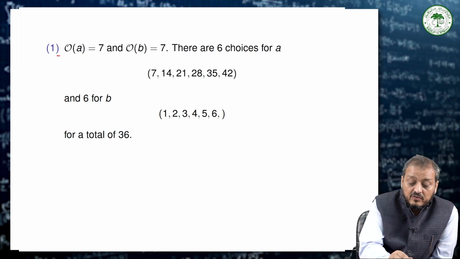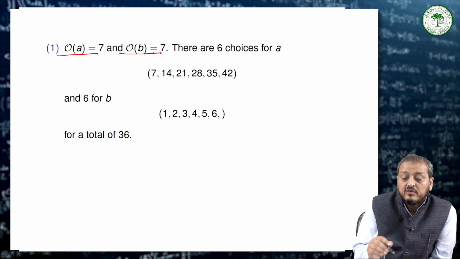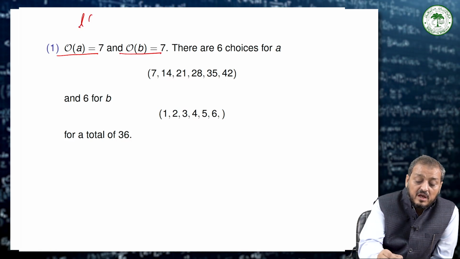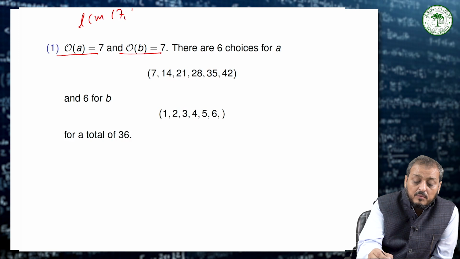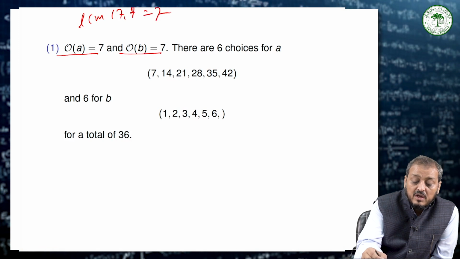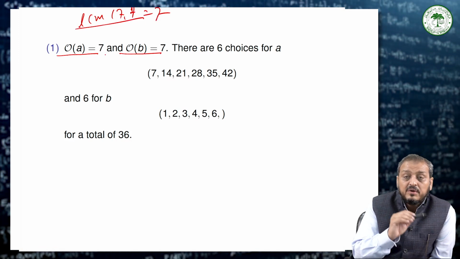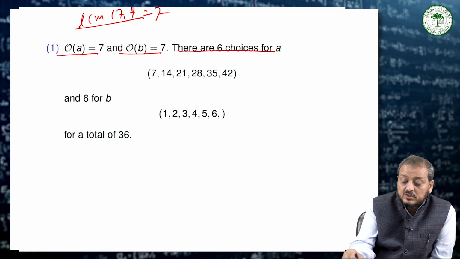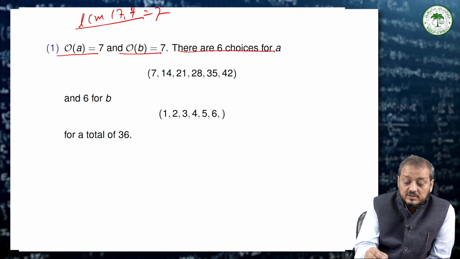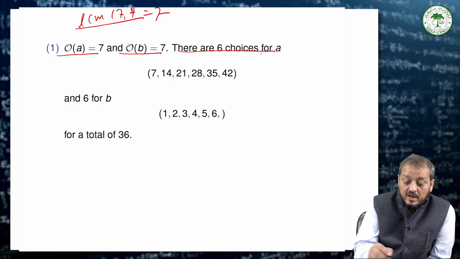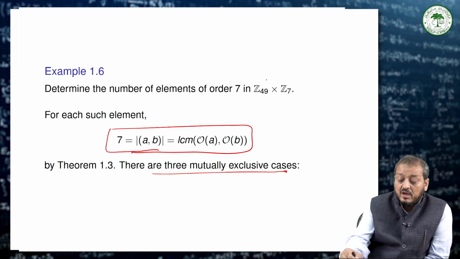First, order of A is equal to 7 and order of B is equal to 7. Then you take the LCM of 7, 7, which is equal to 7. So clearly there is one possibility, and there are 6 choices for A, and then we have a group of order 49.